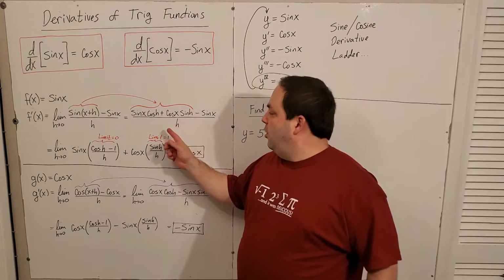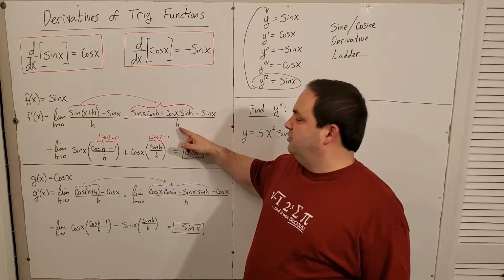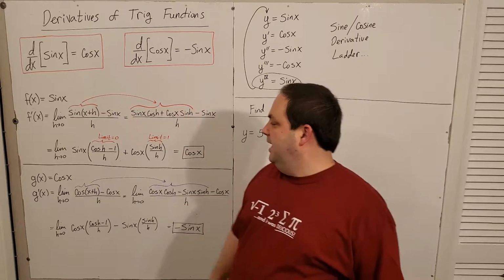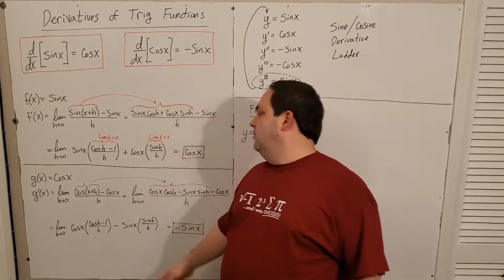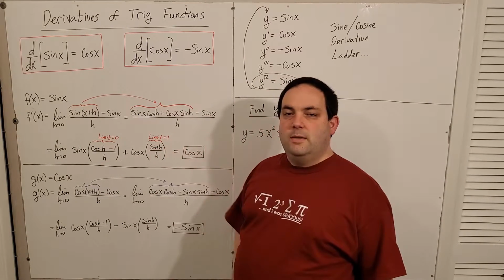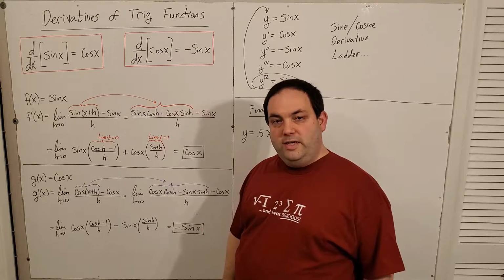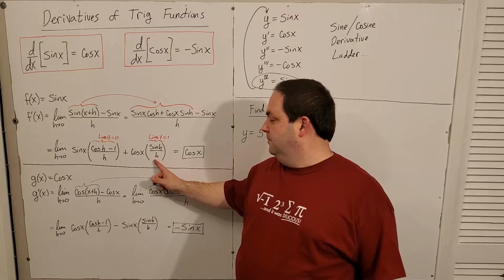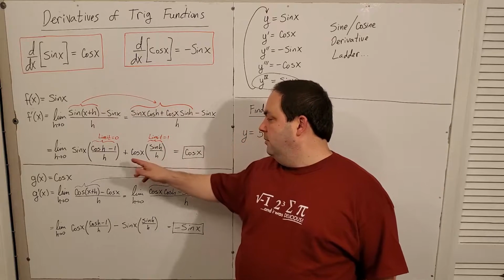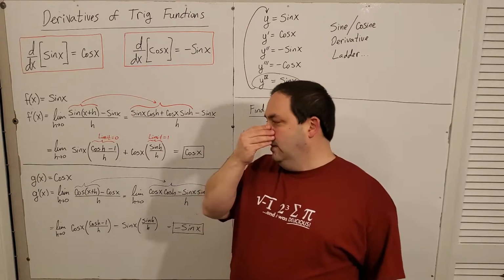And then what's left over is cosine x times sine of h divided by h. And again, the limit as h goes to 0 of sine h over h is 1. That was the major one that we proved using triangles and the squeeze theorem. Since it's equal to 1, we just have cosine x times 1, which is cosine x.